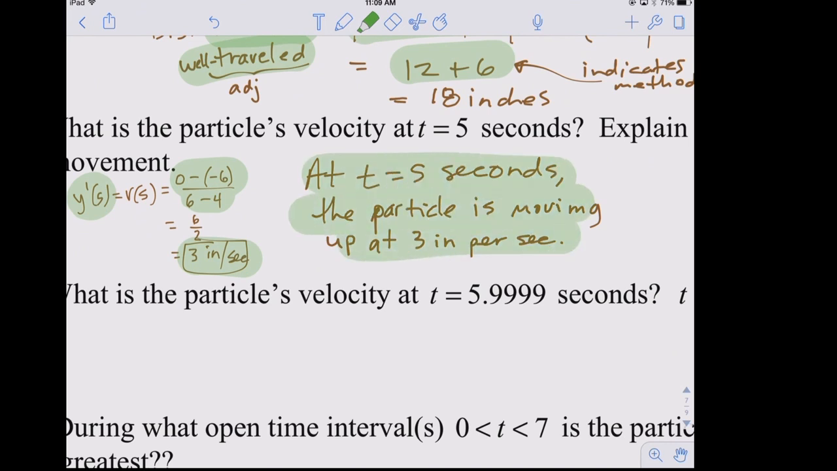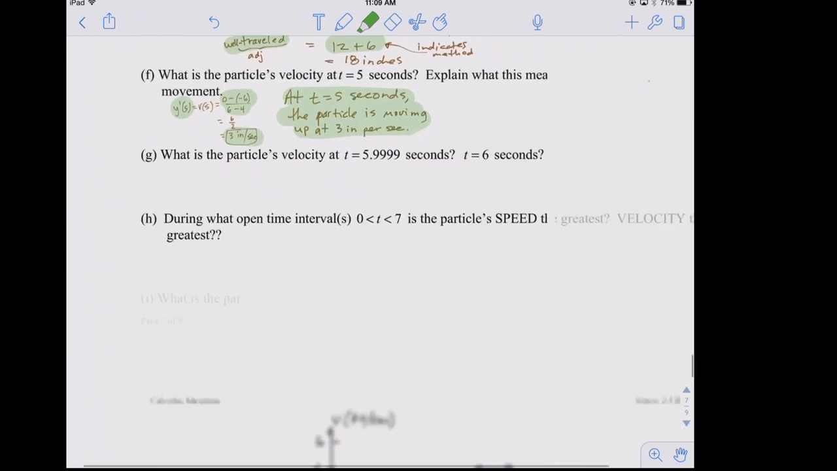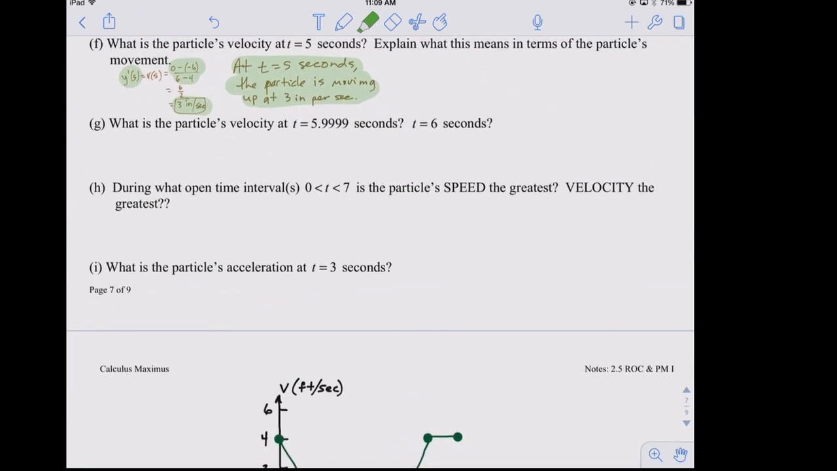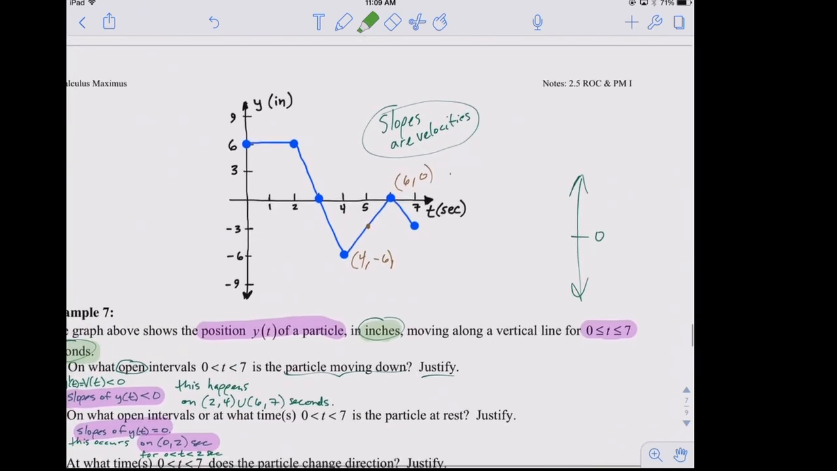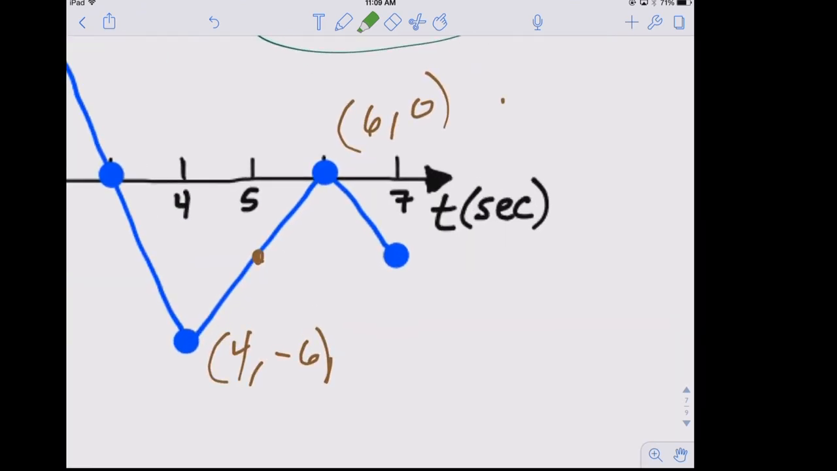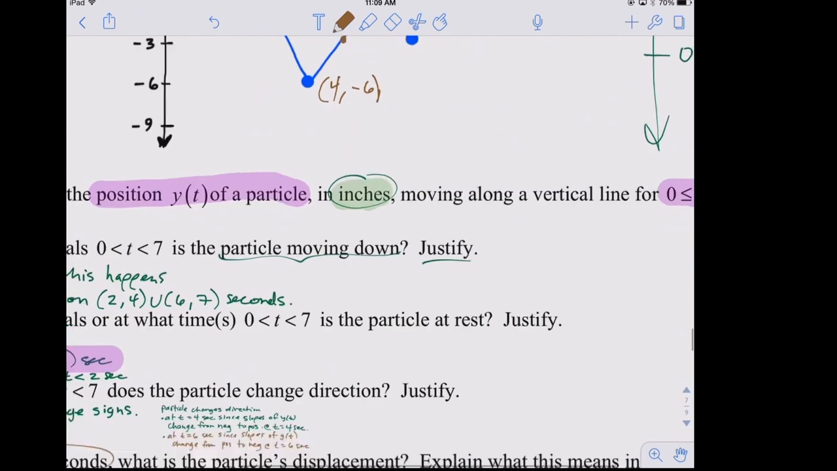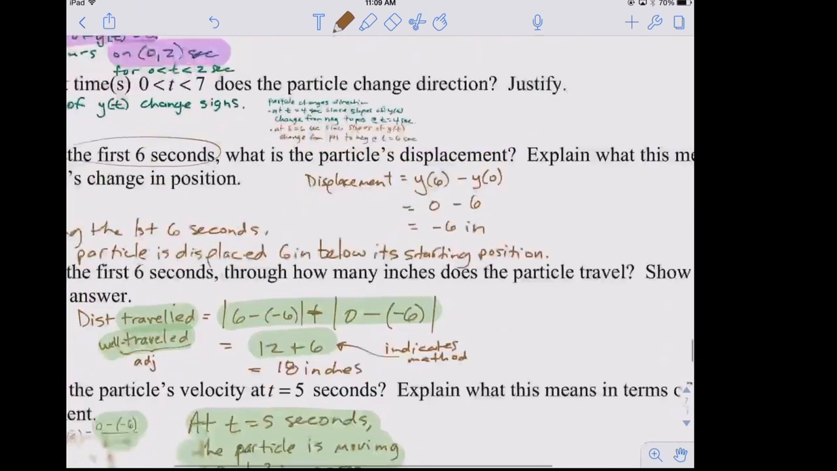At t equals 5 seconds, the particle is moving up at 3 inches per second. There we go. What is the particle's velocity at t equals 5.99999 seconds? Why would it be just 3 inches per second again, Mr. Rapp? Right. We're still on that line segment. We're still on the open interval that the line segment contains.